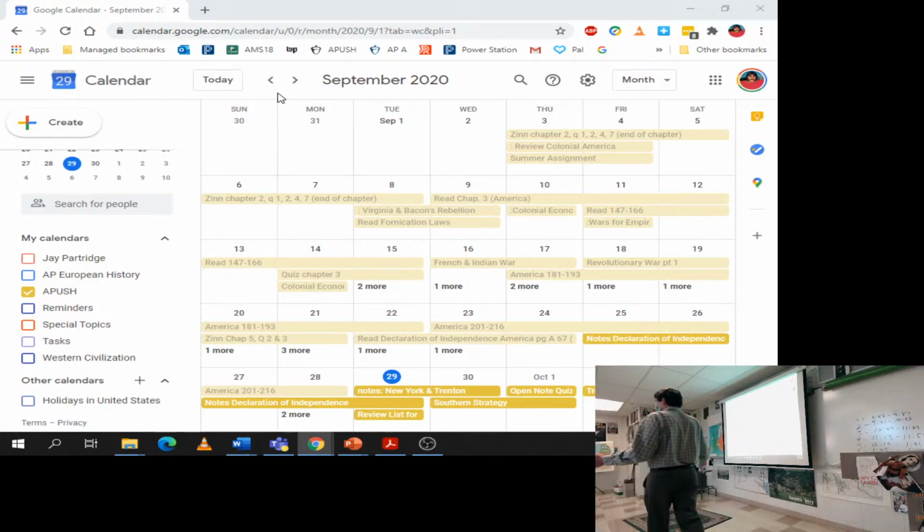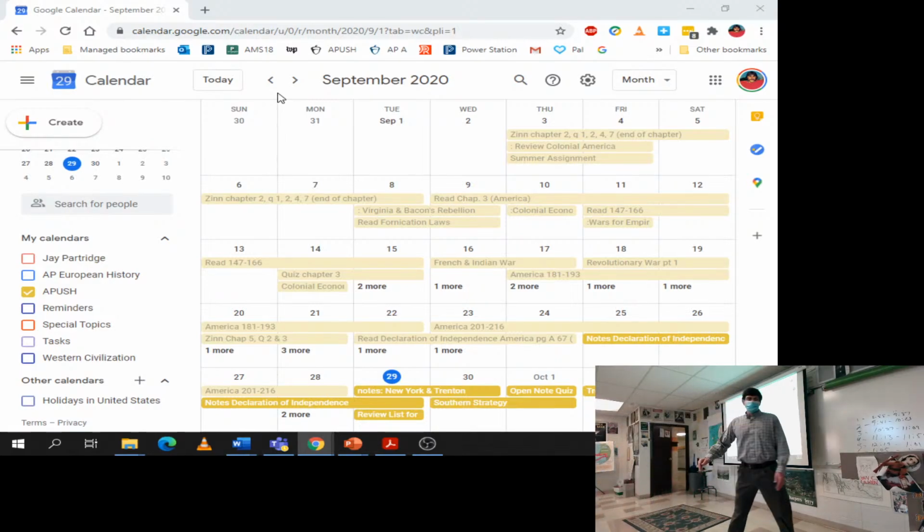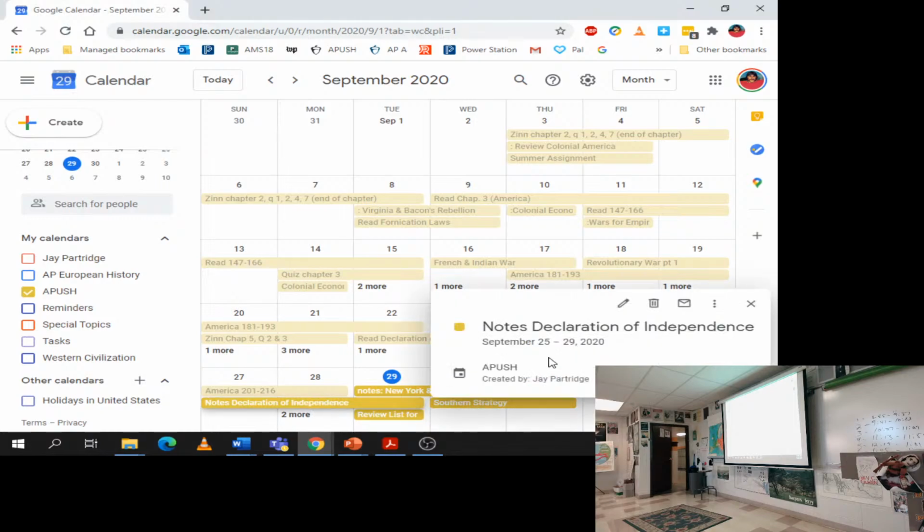All right, so what did we get to in here? Oh, don't forget this calendar. It's beautiful, isn't it? If you click on this, it gives you information, all that kind of stuff.